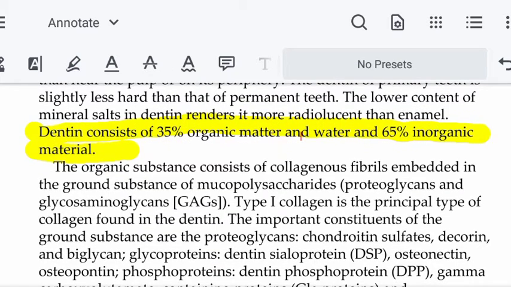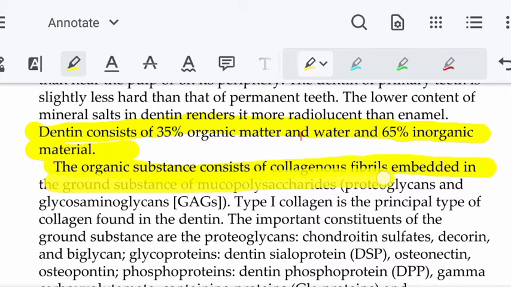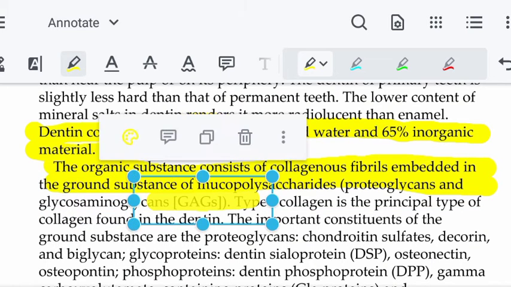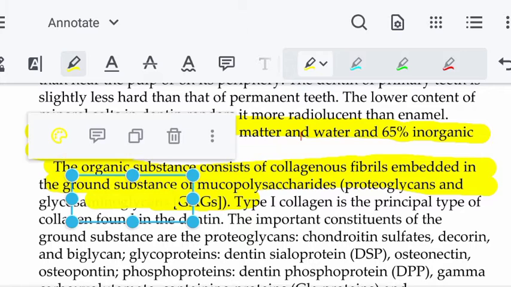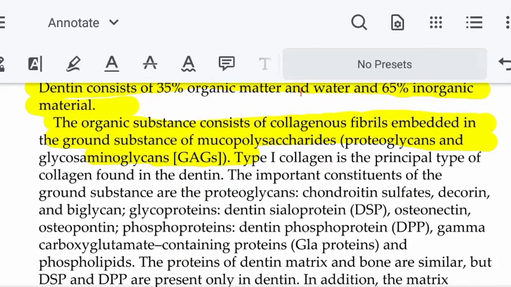The organic substance consists of collagenous fibers embedded in the ground substance of mucopolysaccharides, that is proteoglycans and glycosaminoglycans, GAGs. The organic substance of dentin is collagenous fibers embedded in the ground substance, that is mucopolysaccharide. Mucopolysaccharide is composed of proteoglycans and glycosaminoglycans, that is GAG units.